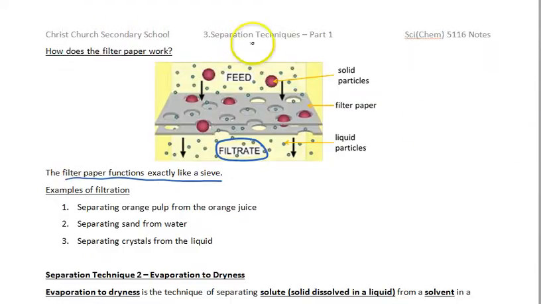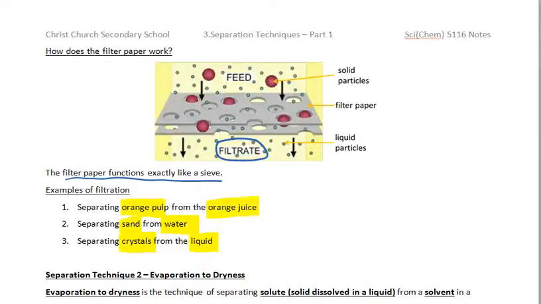Now, some of the examples where we'll use filtration is like, maybe we can separate our orange pulp from the orange juice. Okay, the other one is separating sand from water, the one that I said just now. And in chemistry, most of the time, when we want to separate a solid from a liquid, the solid is a crystal, okay? And then the liquid most probably will be water. So we want to separate crystals from the water or crystal from the solution. Okay, we'll use the filtration method. Filtration is very common, so you just need to know how it functions. Just separates solid from a liquid, visible solid to be exact.